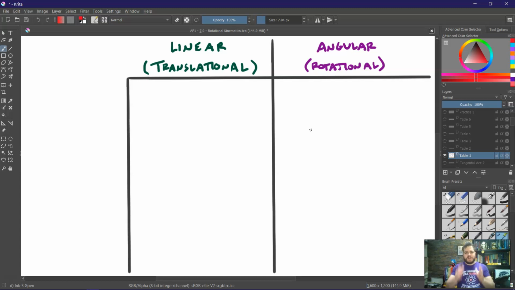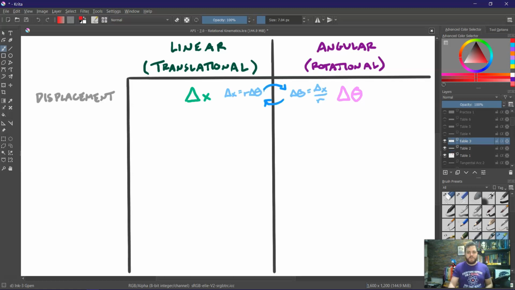So let's start creating a table in your notes. I would make a table just like this. In fact, I would make this a whole page because we're going to keep adding to this over time. The first thing we're going to say is, okay, the displacement for both of these is delta x in linear and delta theta in angular. And we move between these by saying, if I want to get from rotational to delta x, I multiply by r. And if you went the other way to get delta theta, you would divide delta x by r.